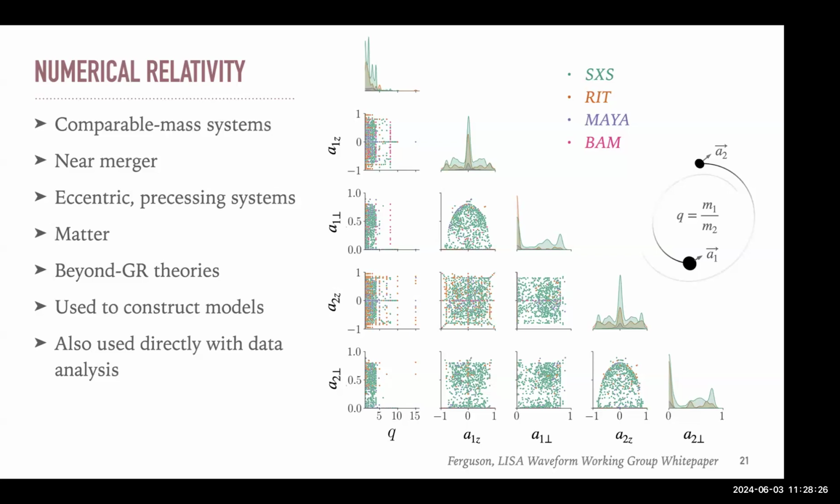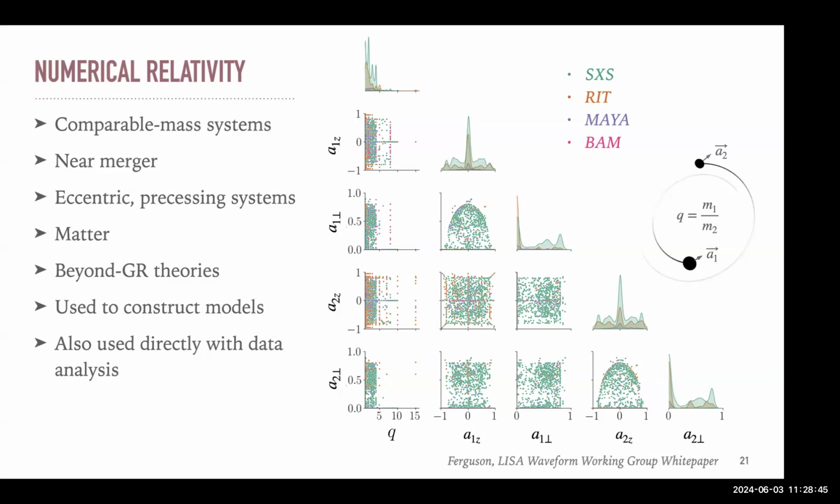And then there's also the complication of eccentric and precessing systems. So a lot of the models are trained on NR. And so in order to have the models at all, we need the NR data. And so eccentricity and precession is one of the big things where we still don't have enough NR data for models to take over that.